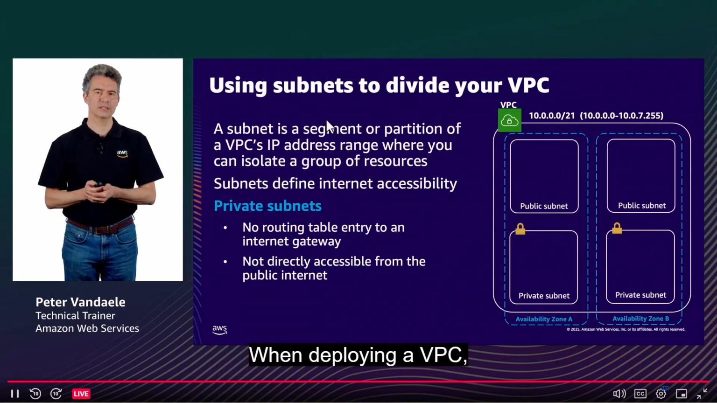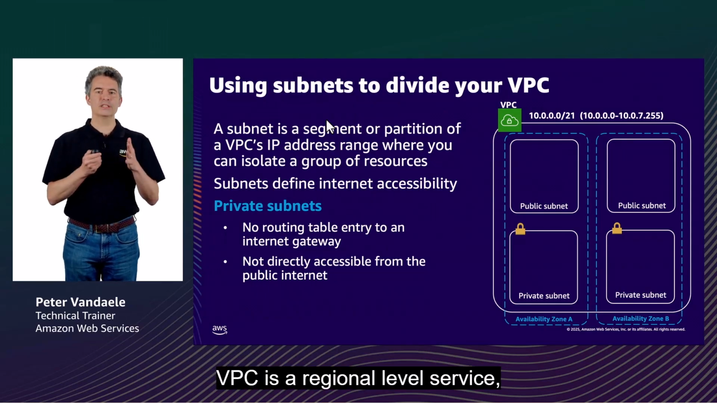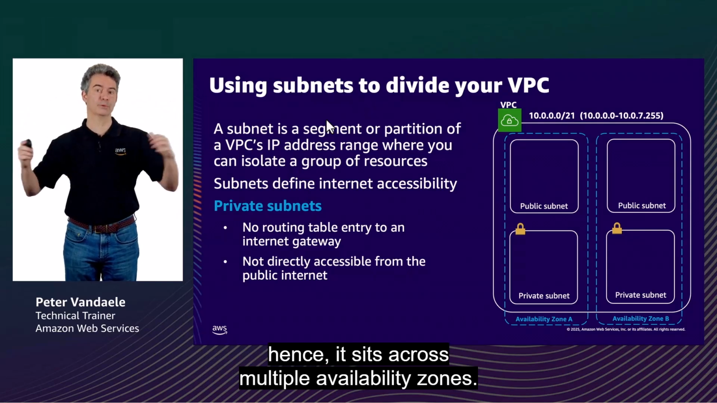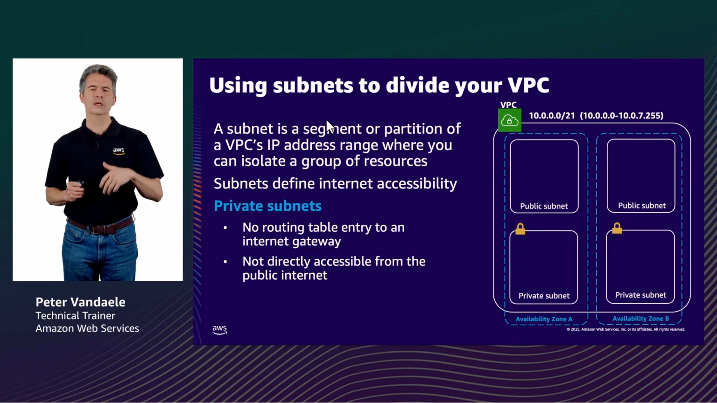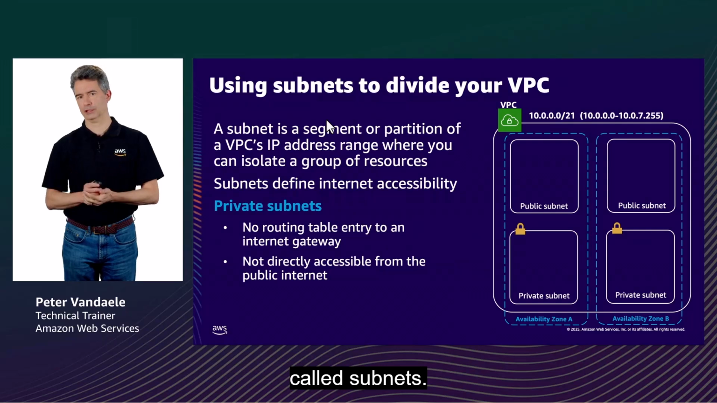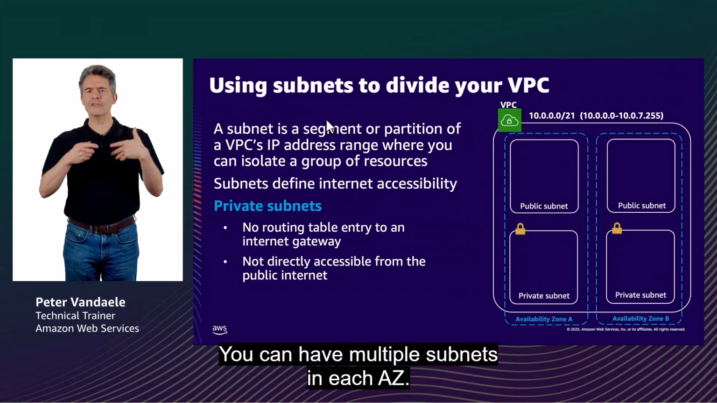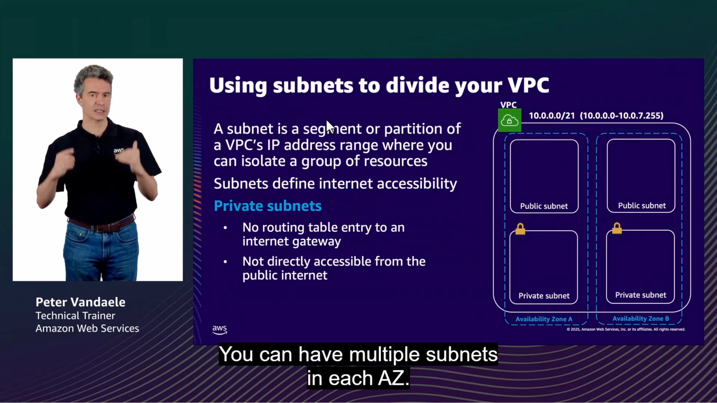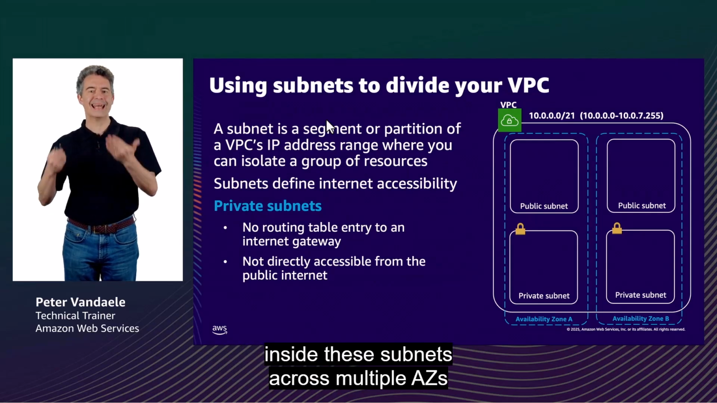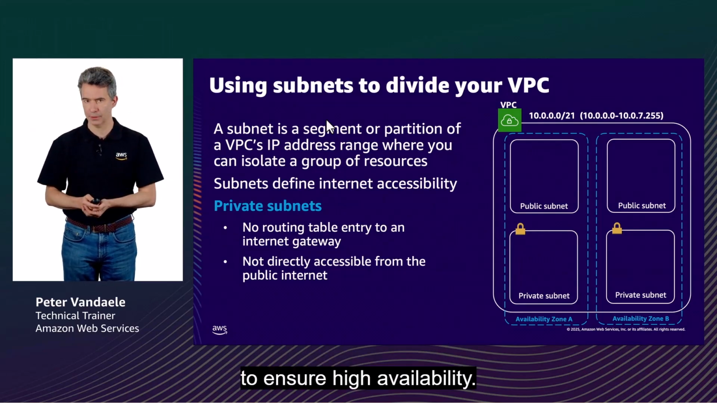When deploying a VPC, we must allocate a range of IP addresses. A VPC is a regional level service, hence it sits across multiple availability zones. We can then further partition the VPC into smaller networks called subnets. Subnets live in a particular availability zone. You can have multiple subnets in each AZ. These constructs allow us to create our resources inside these subnets across multiple AZs to ensure high availability.